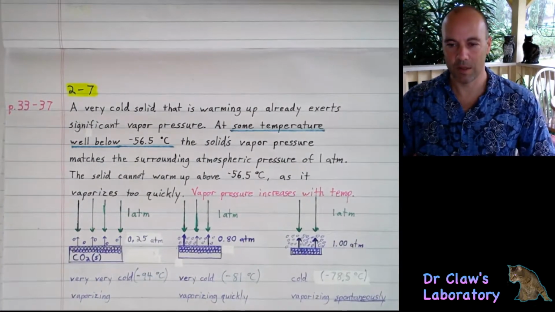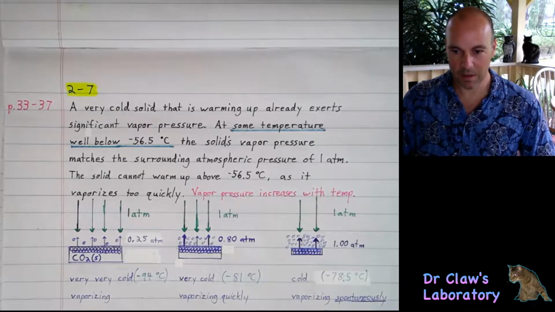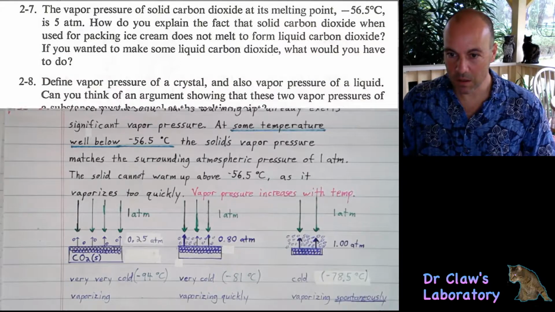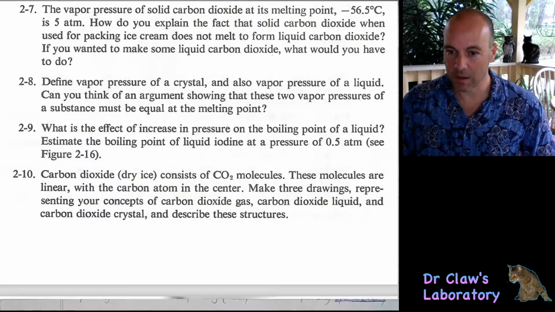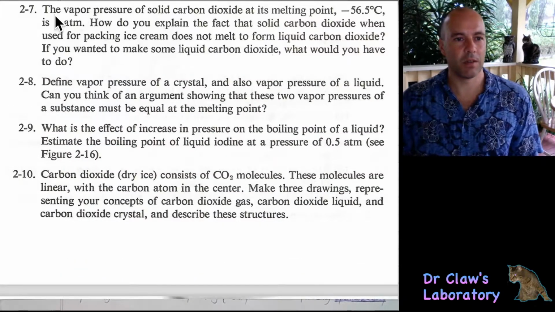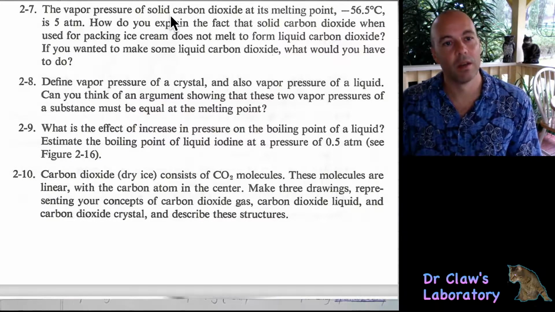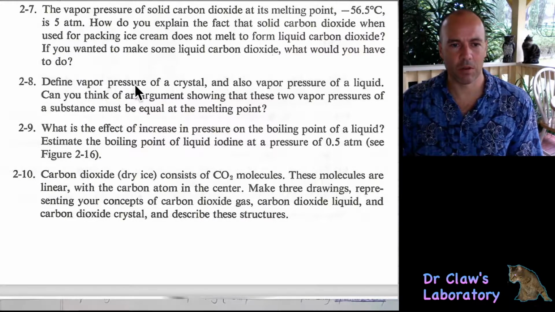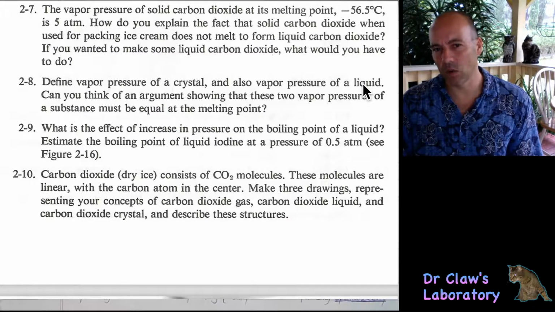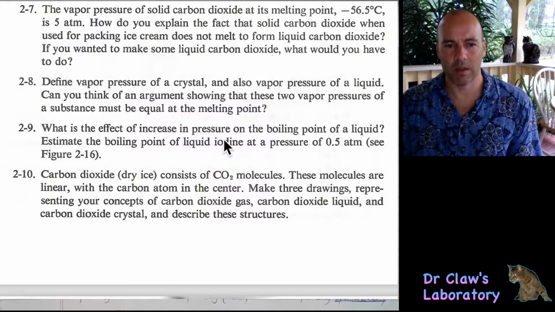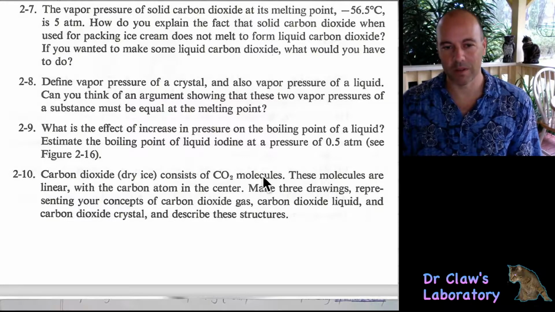I've got my notes here for number 7. Let's check out all of them. Number 7 deals with the vapor pressure of solid carbon dioxide. Number 8, the vapor pressure of a crystal versus that of a liquid. Number 9, the boiling point of liquid iodine. And number 10, carbon dioxide, the molecules.